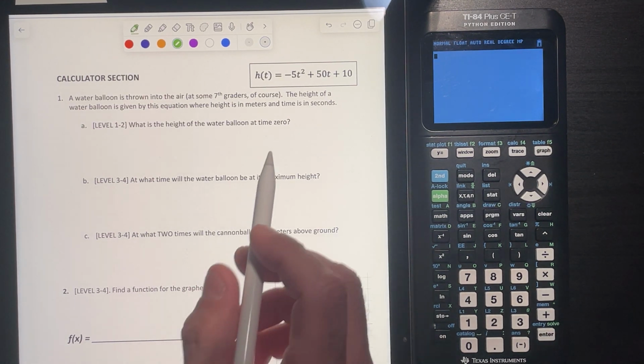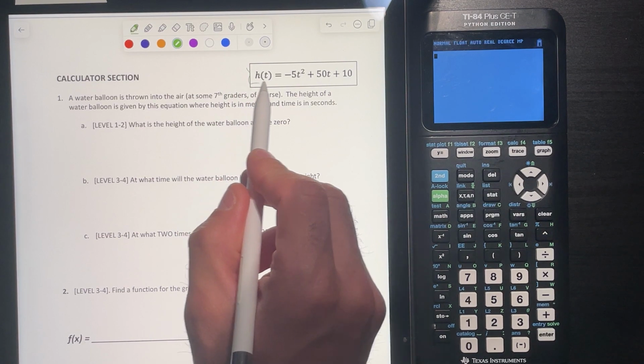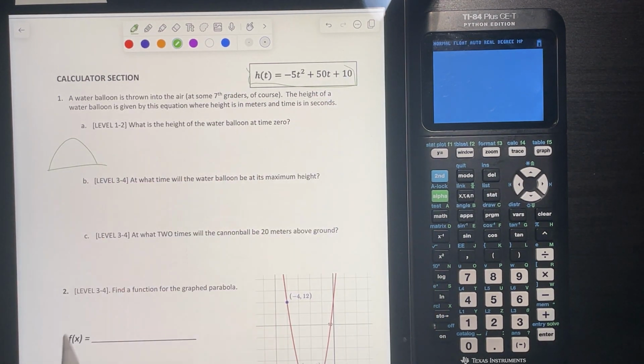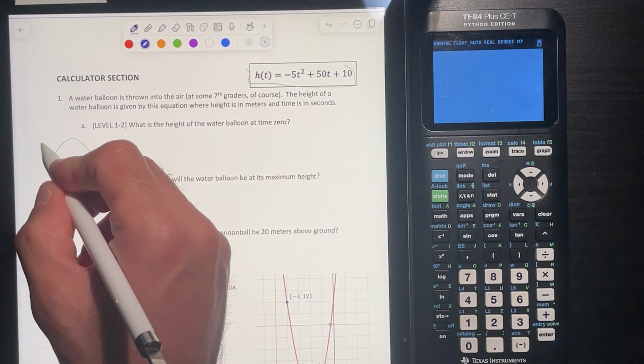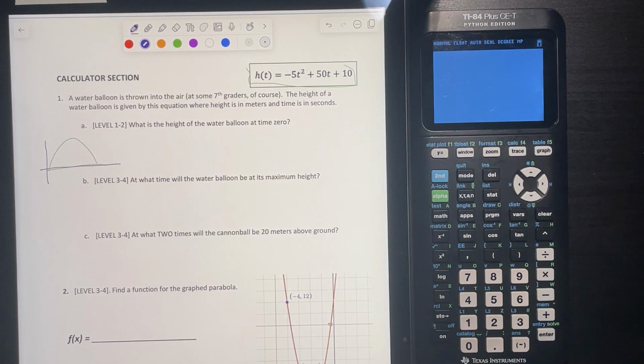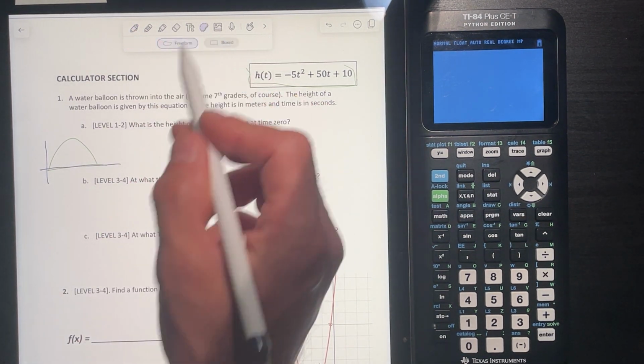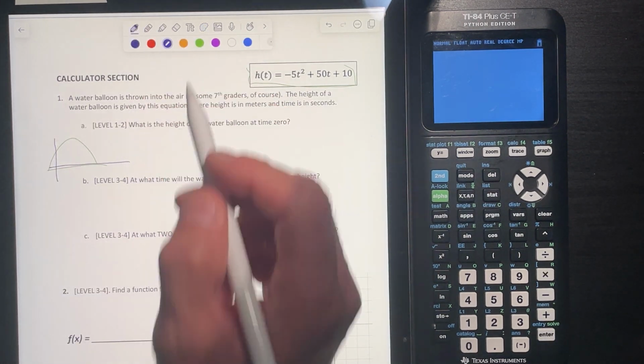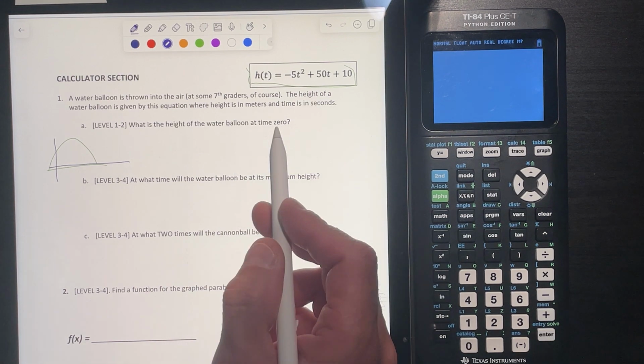So water balloon thrown into the air. Of course, that's some seventh graders. Sketch a picture, it never hurts, right? So there's your lob of your water balloon, and I'm not exactly sure what it looks like, but it helps just to make a little sketch. This says, what's the height of the water balloon at time 0?